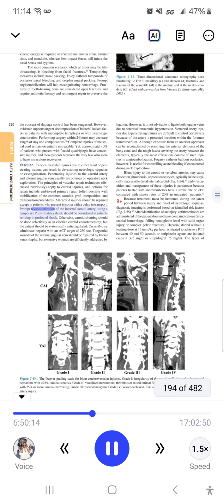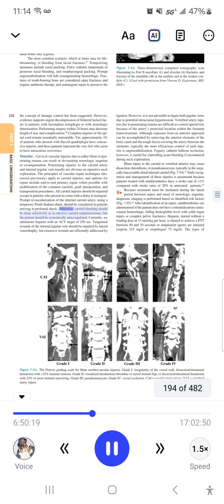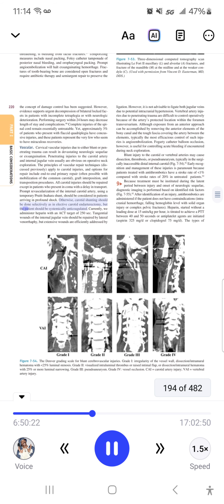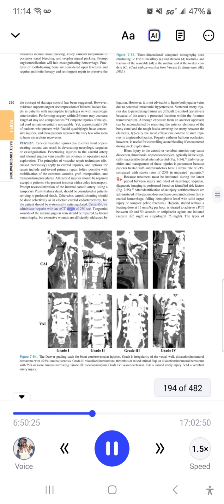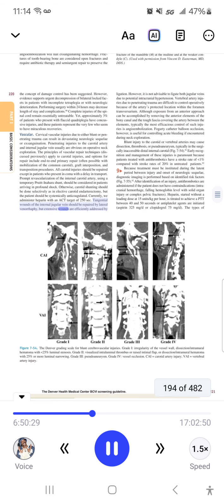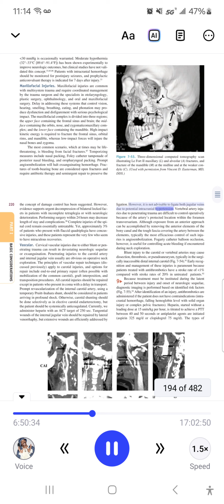Prompt revascularization of the internal carotid artery using a temporary Pruitt shunt should be considered in patients arriving in profound shock. Otherwise, carotid shunting should be done selectively as in an elective carotid endarterectomy, but the patient should be systemically anticoagulated. Currently, we administer heparin with an ACT target of 250 seconds. Tangential wounds of the internal jugular vein should be repaired by lateral venorrhaphy, but extensive wounds are efficiently addressed by ligation. However, it is not advisable to ligate both jugular veins due to potential intracranial hypertension.